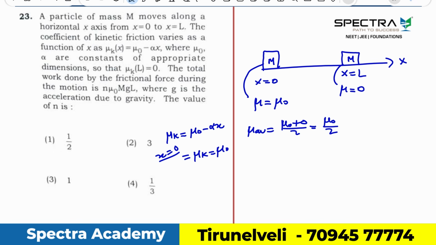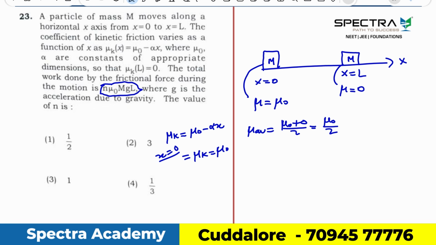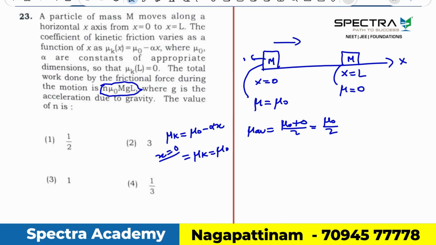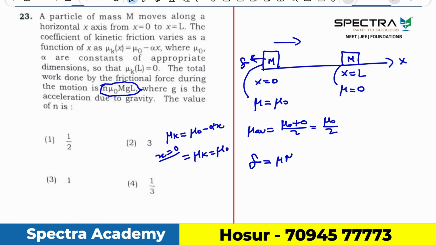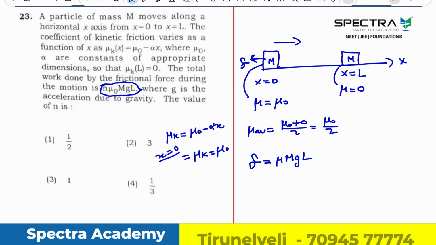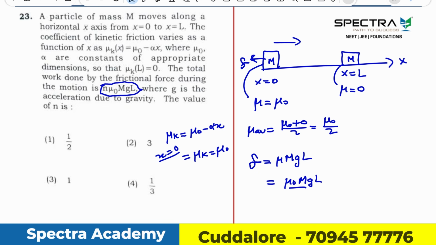Now the question is, the total work done by the frictional force during the motion is given here, where g is the acceleration due to gravity. The value of n you are asked to find. When the body moves to the right side, the frictional force will act to the left side. So how will I find that frictional force? Yes, it is mu m g into distance. It will be negative, that I know. The work done will be negative. But we need only the value of n, right? So our concentration should be at that point only. So it is mu naught m g L divided by 2.